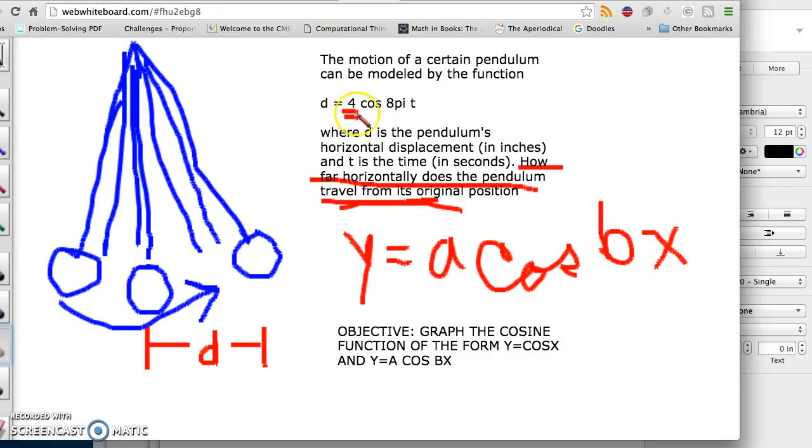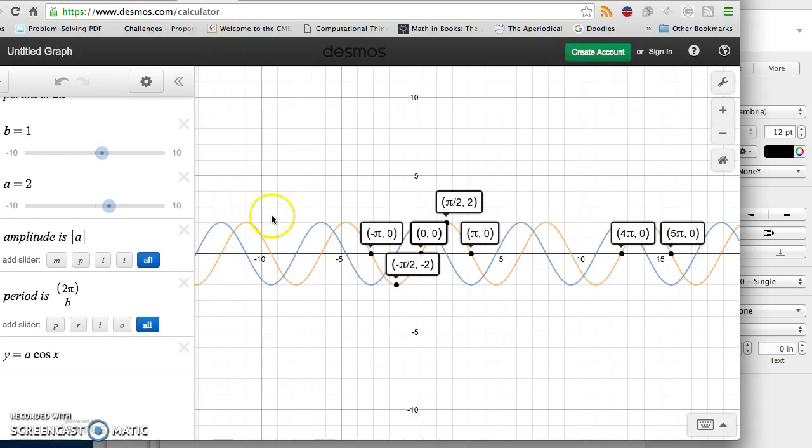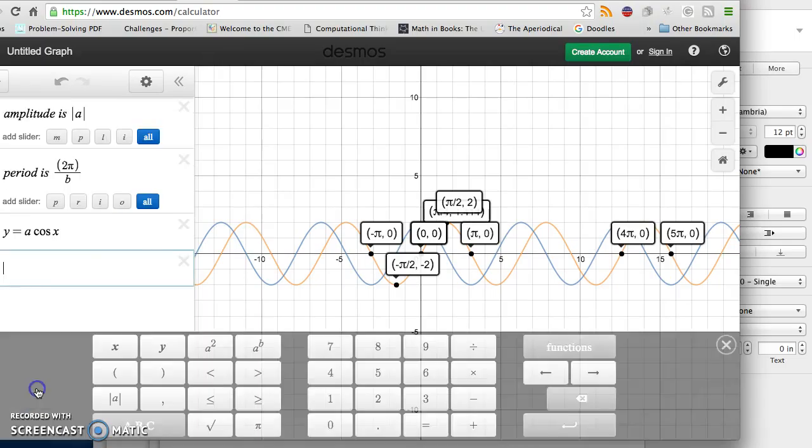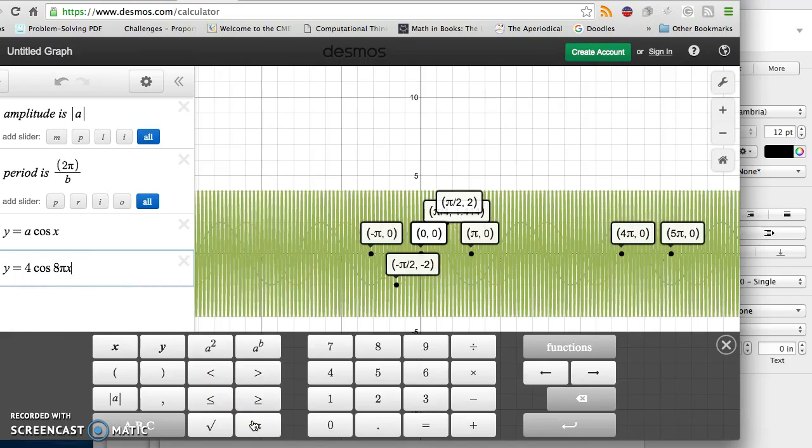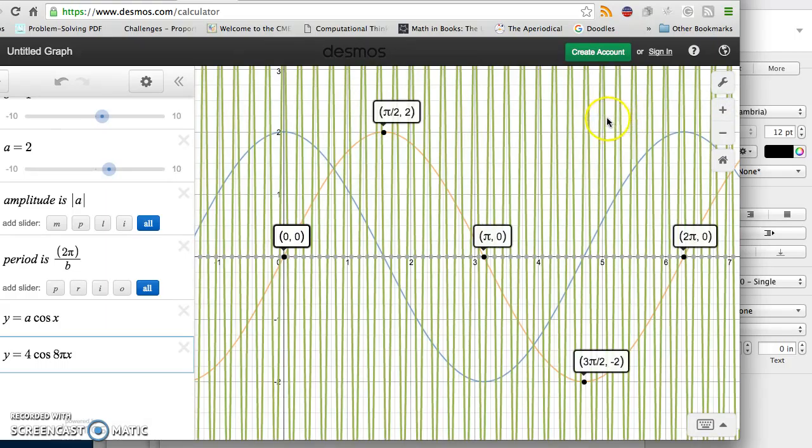The next thing it says is to graph this, so I can go ahead and try to graph it on Desmos, 4 cosine 8 pi over t. The only reason I wrote pi like this is because of the software I was using here. I couldn't write pi the normal way. 4 cosine 8 pi t, so I'm just going to write y equals 4 cosine 8 pi x. Oh, so very high frequency, right? Very high frequency.